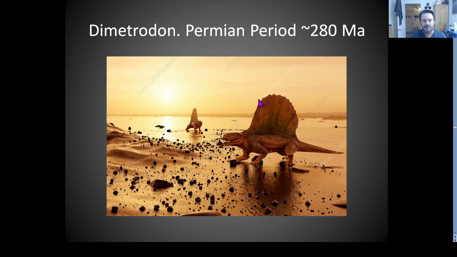But anyway, the Dimetrodon adapted, and it figured out a way to keep heat. It figured out a way to hunt. It figured out a way to keep its metabolism warm. And again, this is a very successful species.